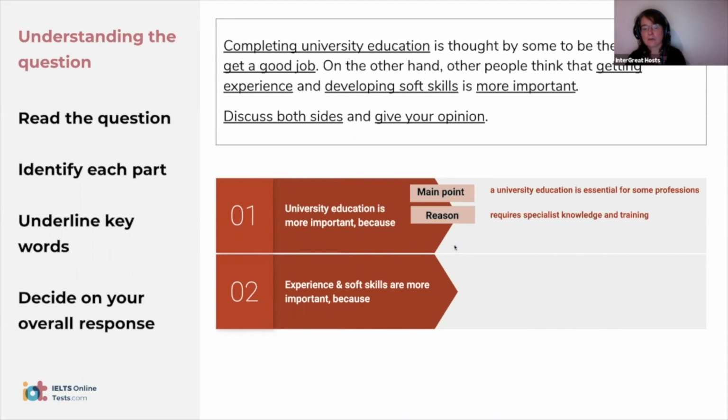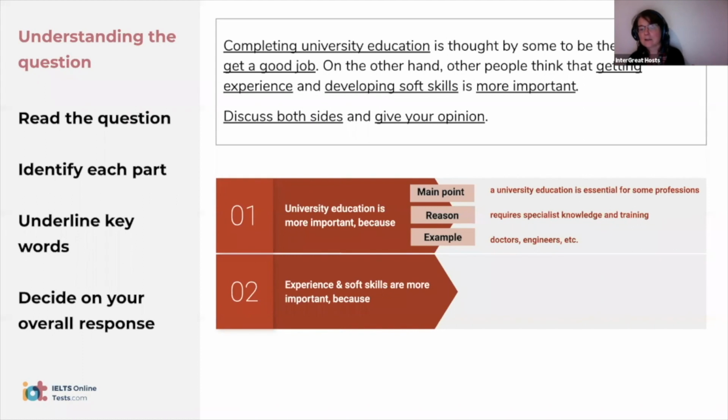Okay. So for example, we are going to give a reason why university education is important. Remember, this is a discussion essay, so it means you have to support both points of view. So if we have a look at this, we've got our main point, then we've got our supporting evidence, which is things like reasons, examples, consequences, those kinds of ideas.